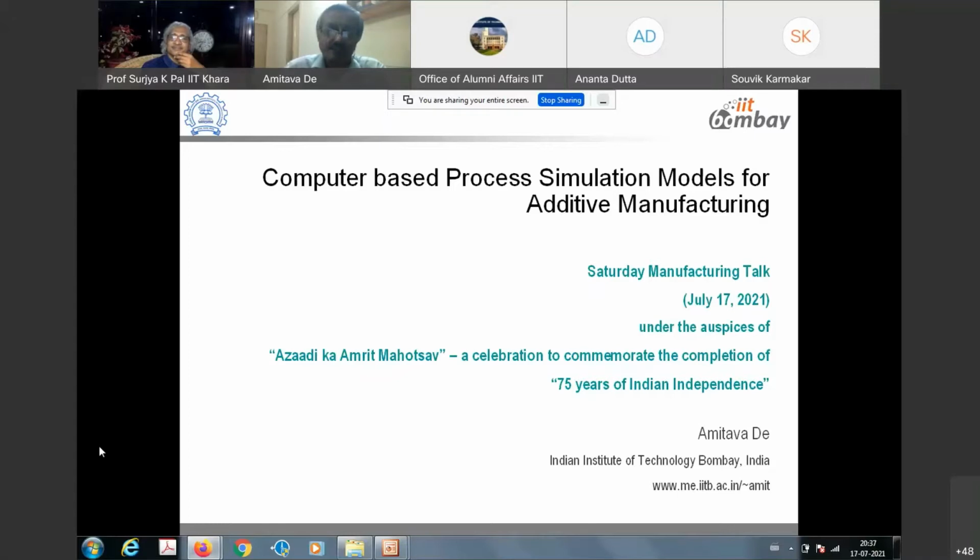For a variety of reasons, I will try to touch upon some of those and then go directly into what computer-based process simulation models can do to help in expediting the practical, commercial applications of the process, for the betterment of manufacturing, improvement of human life, and ease of manufacturing of more complex parts.